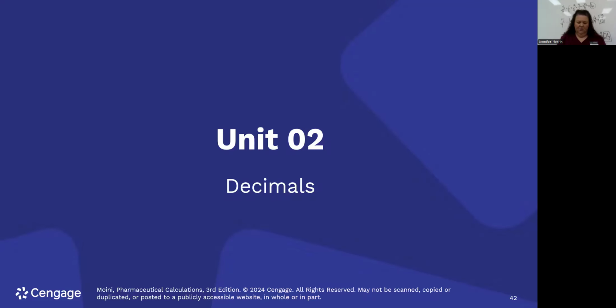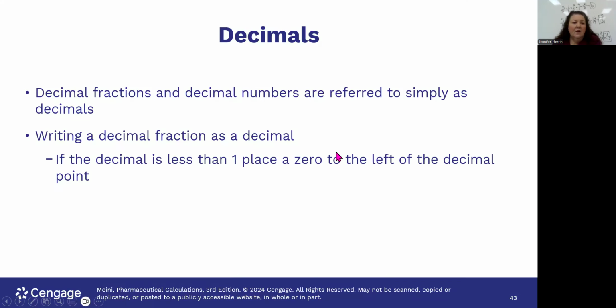Okay, I'm going to try to keep this short and sweet on decimals because thank goodness decimals can be plugged into our calculator, so they're not quite as complicated as fractions can tend to be. Decimal fractions and decimal numbers are referred to simply as decimals.